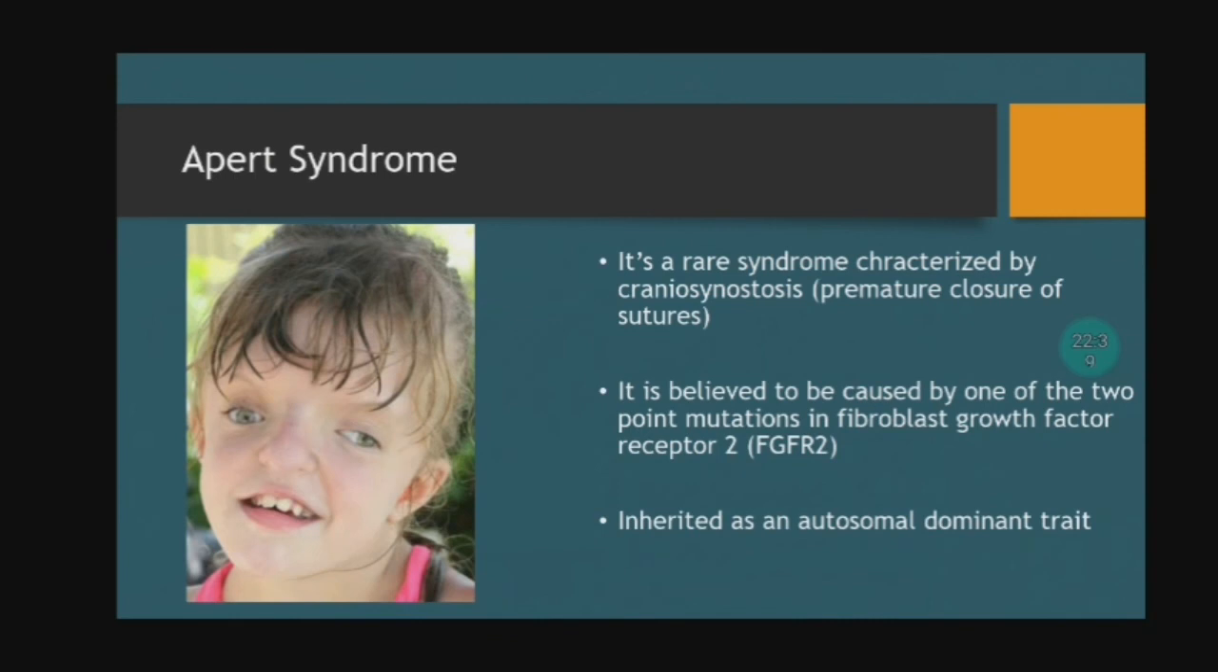Next one is the Apert syndrome. It is a rare syndrome characterized by craniosynostosis, or the premature closure of sutures. It is believed to be caused by one of two point mutations in fibroblast growth factor receptor 2. It is inherited as an autosomal dominant trait.